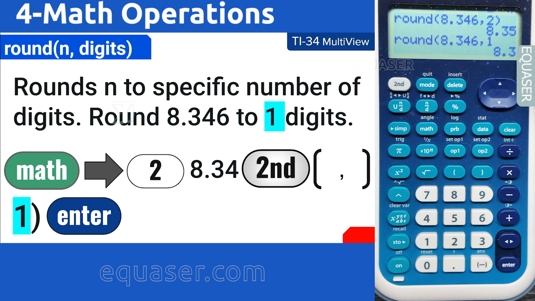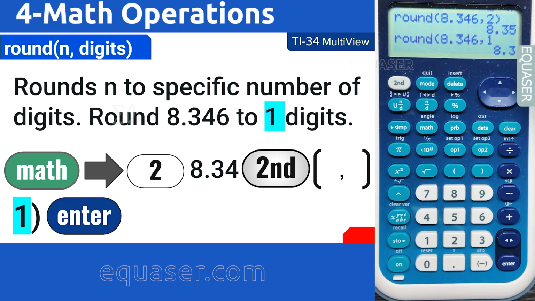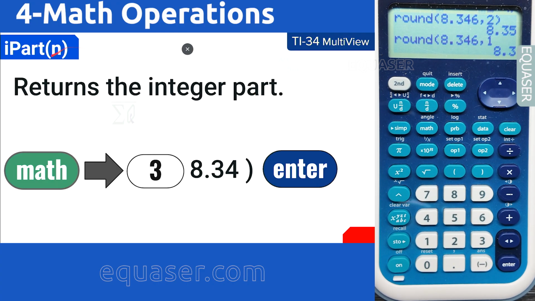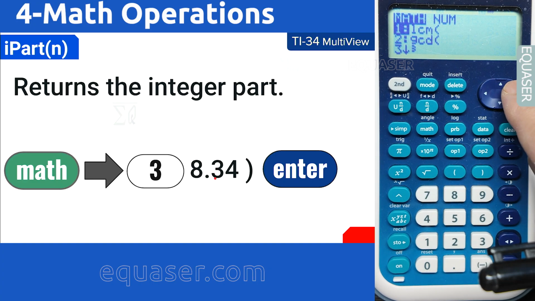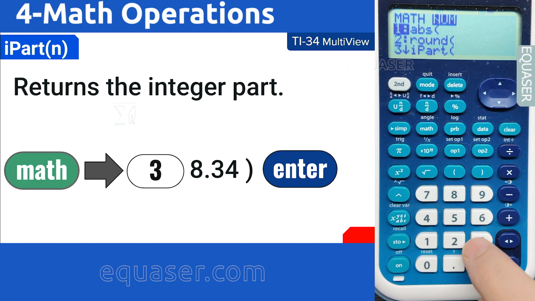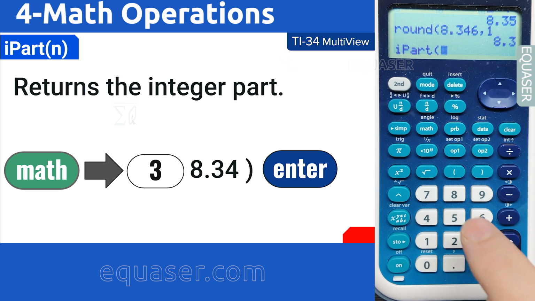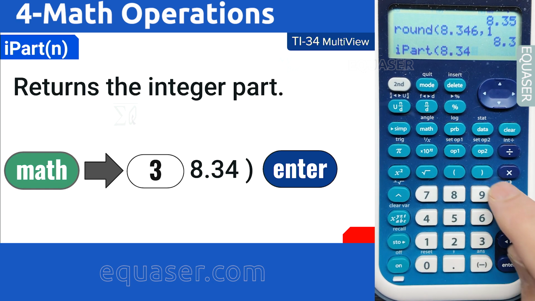Now it is not rounded because this is 4, it's less than 5, so 83 is displayed. Now we have something called I part, which means integer part. If you have a number like this, it will return the integer part of it. Let's print math, go to the number, and I part, number 3, here, 8.34, close it and enter, it will give you the integer part.